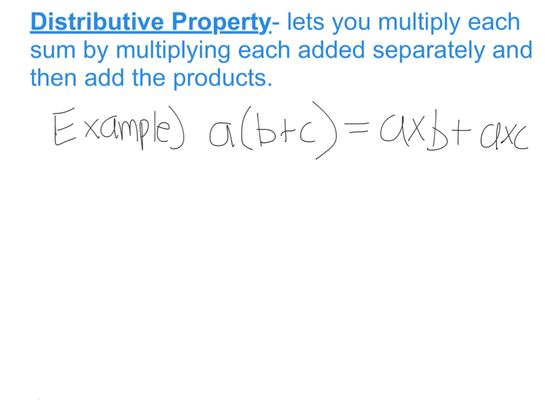The distributive property. You all know this one very well, so I'm just going to touch it briefly. When you have a number next to a set of parentheses, you must distribute that to all components. So it would be A times B, which is here, plus A times C, which is over there.